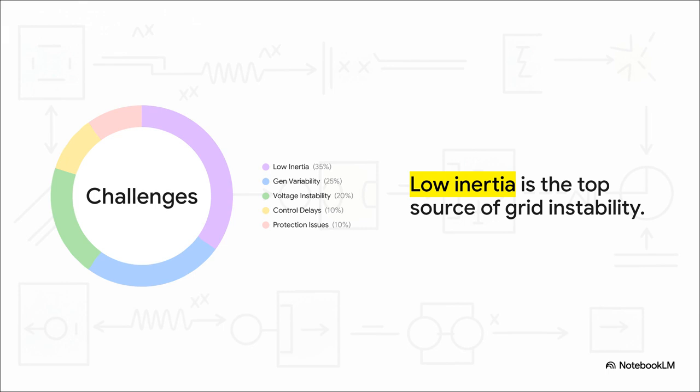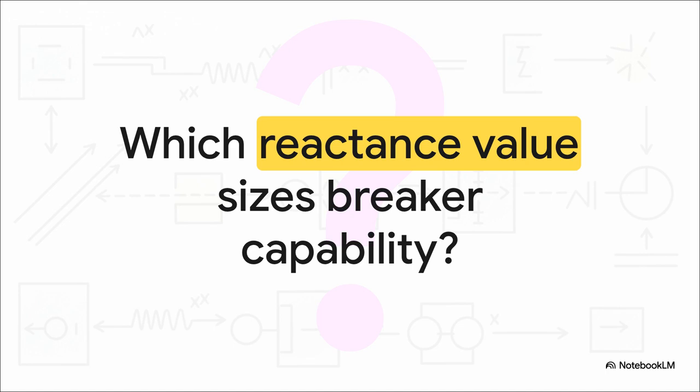There is literally no margin for error anymore. Okay, so with the stakes this high, let's test this practically. Think back to those 3 stages of generator reactance we covered. If you were tasked with sizing a circuit breaker's interrupting capability, which of our 3 generator reactances should you use? The subtransient, the transient, or the steady-state synchronous?